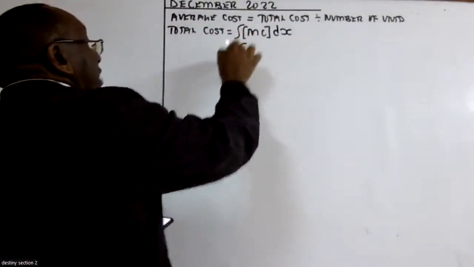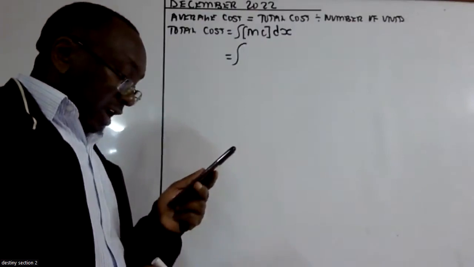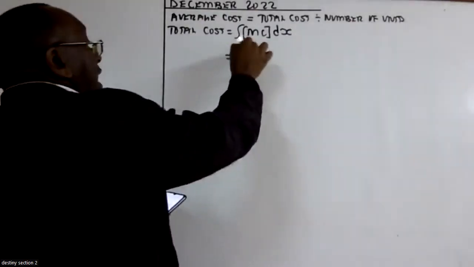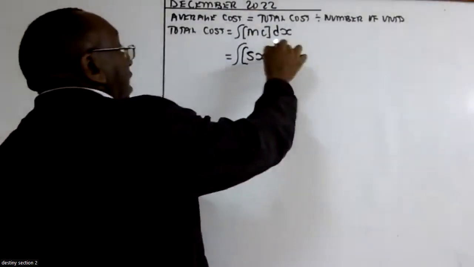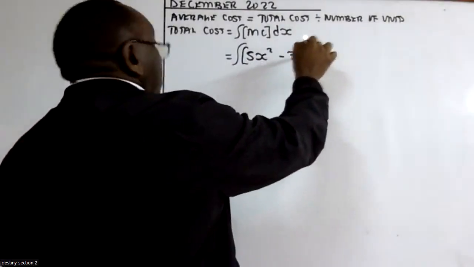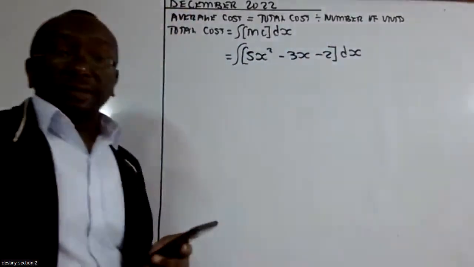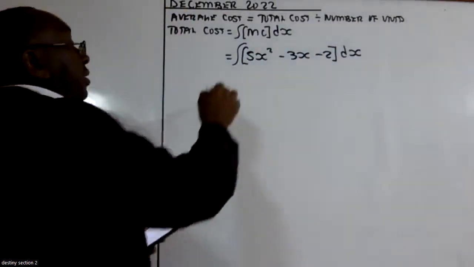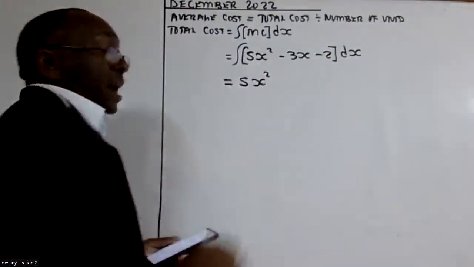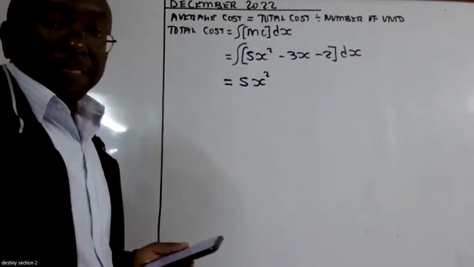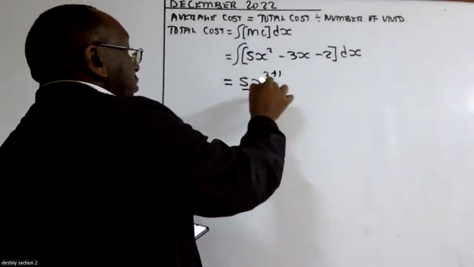So we shall integrate the marginal cost function, which we are told is 5x squared minus 3x minus 2. So we are integrating this with respect to X. When it comes to integration, we remember so well what we do. You take the function as it is, so 5x squared. Then you add back 1, divide by the new power, 2 plus 1.